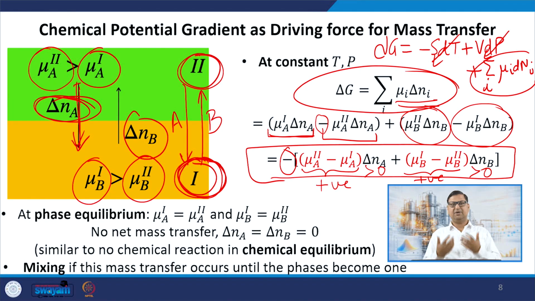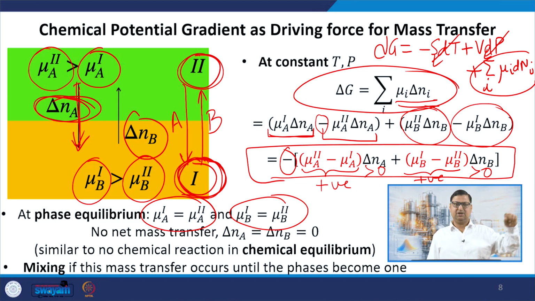And when will that happen? When the chemical potentials become equal for both the components in the two phases. So, the chemical potential of A in phase 1 is equal to the chemical potential of A in phase 2, and the same is true for B. In that particular case, there is no driving force. Delta G will go to 0.